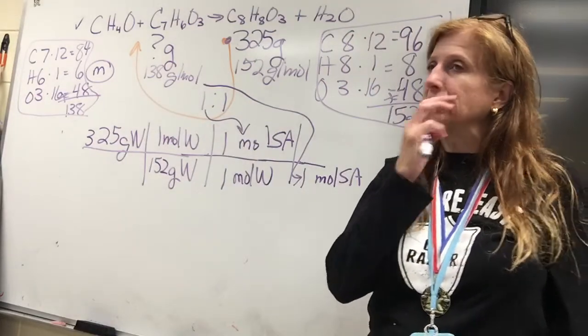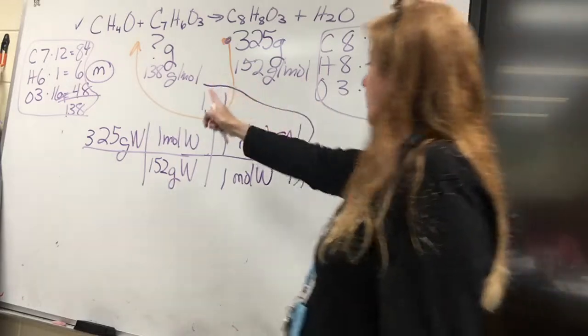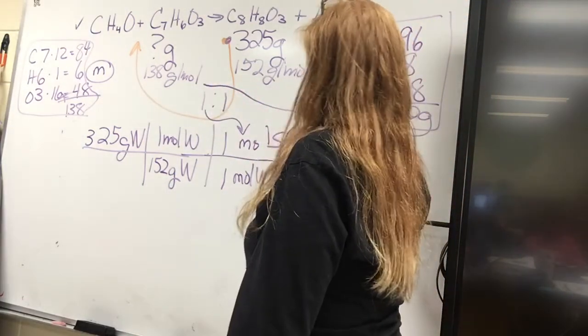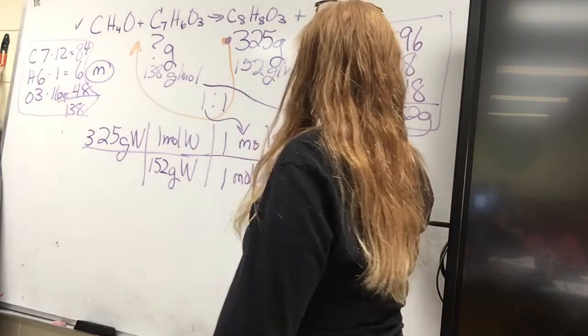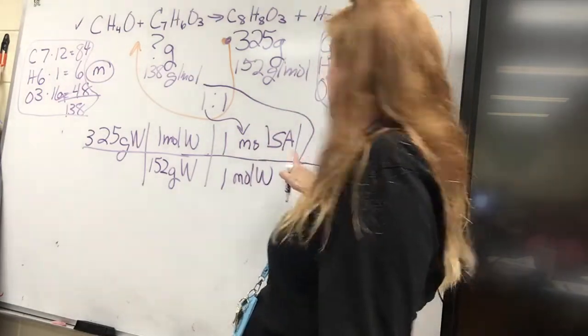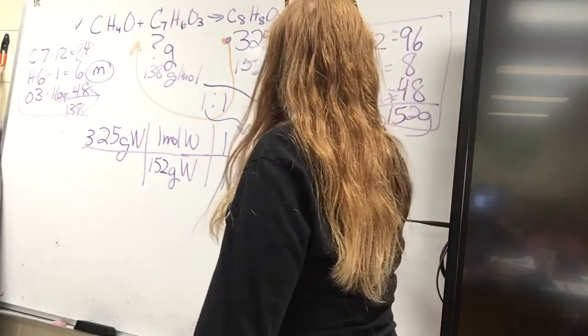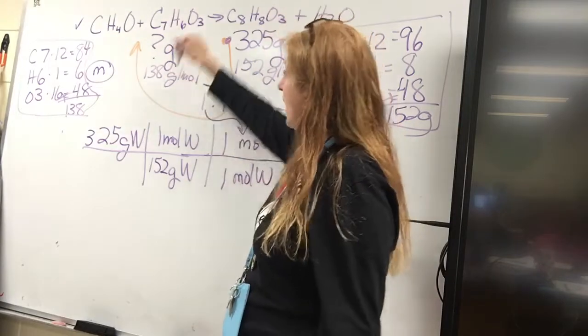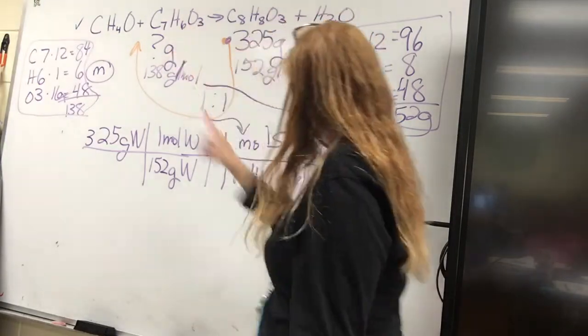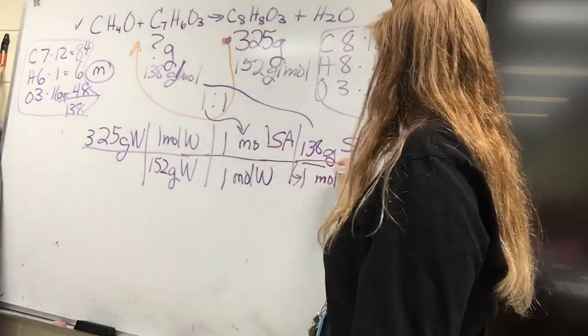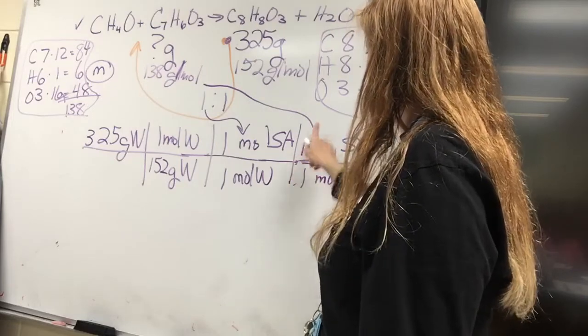So every mole is 138. That's going to be on the other side, which is grams of salicylic acid. And what number goes here? 138. Because this is a fraction bar. That fraction bar is this fraction bar right here. They're the same.